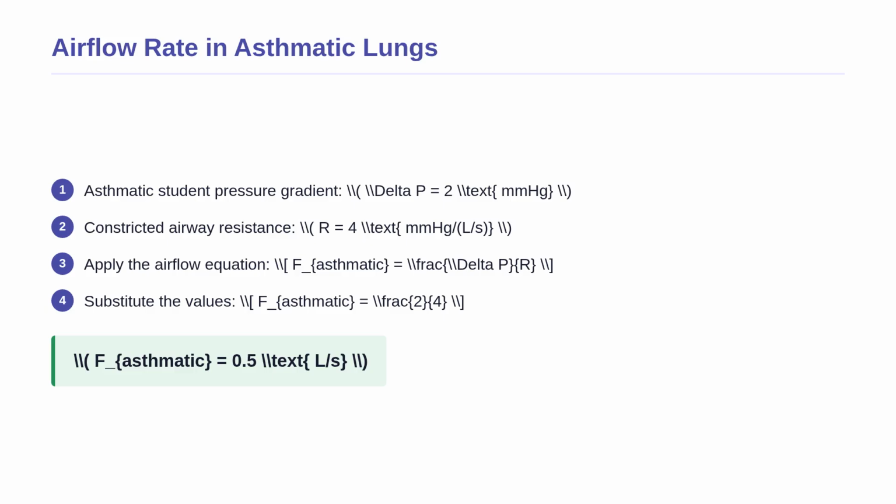We again use the airflow equation to see the impact. We place the same pressure effort of 2 in the numerator, but now we divide by the high resistance of 4 in the denominator. This results in a severely reduced airflow rate of 0.5 liters per second. Physically, this means that despite putting in the exact same muscular effort, the asthmatic student receives significantly less air.